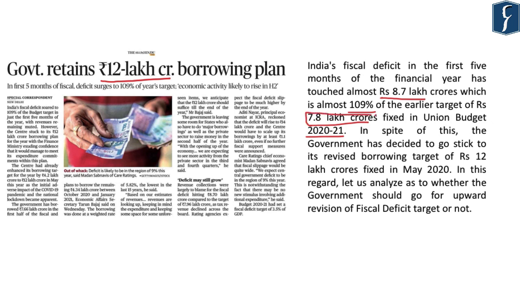7.8 lakh crore is around 3.5% of GDP. So in the budget of 2020-21, initially it was decided to keep the fiscal deficit at 3.5%. But after budget, when the pandemic of COVID-19 took grip in India, this 7.8 lakh crore was revised to rupees 12 lakh crore. It was increased by about 50%. But 8.7 lakh crore already has been touched in 5 months of this fiscal year. When the fiscal year is completed, it will be reasonable to think that this rupees 12 lakh crore will also be breached. But government has decided to retain this borrowing plan of rupees 12 lakh crore.